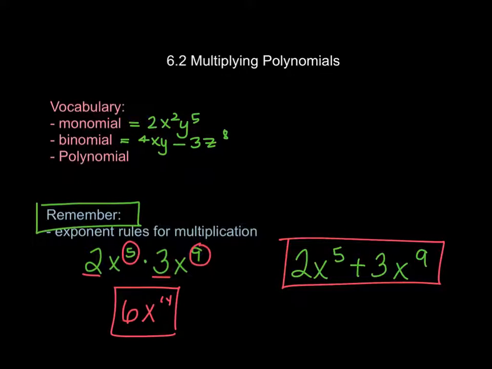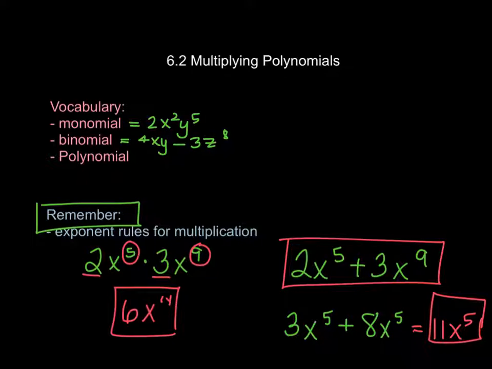Another example maybe for you to write down, if we had 3x to the fifth plus 8x to the fifth, we can add those because they have the same variables with the same exponents, but the exponent doesn't change. The exponent does not change. You should probably write that down. So the answer here would be 11, because that's 8 plus 3, x to the fifth. So notice that the exponent does change when you multiply, right? I got 14 here at the very beginning. It does not change when you add or combine like terms. Keep that in mind today.